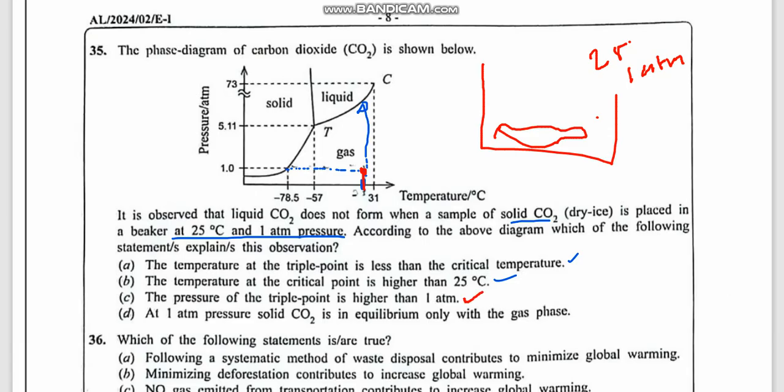At 1 atm pressure, solid carbon dioxide is in equilibrium only with the gas phase. That's true, right? At 1 atm, solid carbon dioxide is in equilibrium only with the gas phase, not with the liquid phase. Therefore, we cannot convert it into a liquid phase. All statements are correct, but you have to pick the reasons for the observation. Therefore CD is correct. Third one is the answer for this. So okay with that.